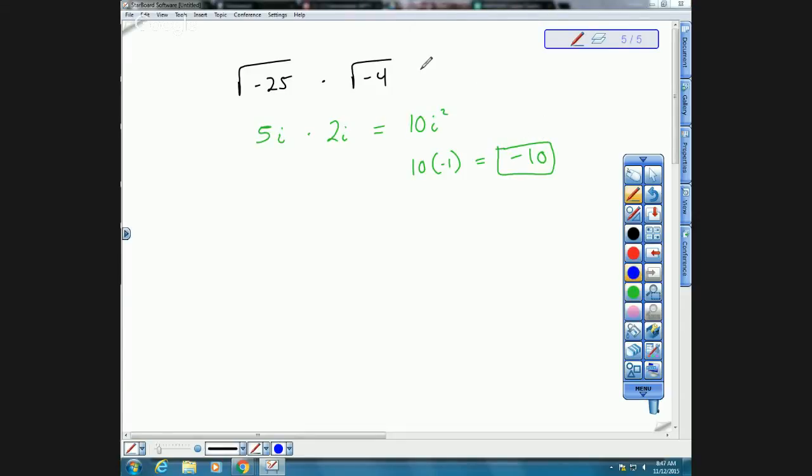If you just multiply these straight across, what do you get? You get the square root of negative 25 times negative 4, which would be a positive 100, which would be 10. That way does not give you the right answer, because that would be positive 10, and this would be negative 10. So as soon as you see a negative under the square root, go ahead and pull it out and make it i.